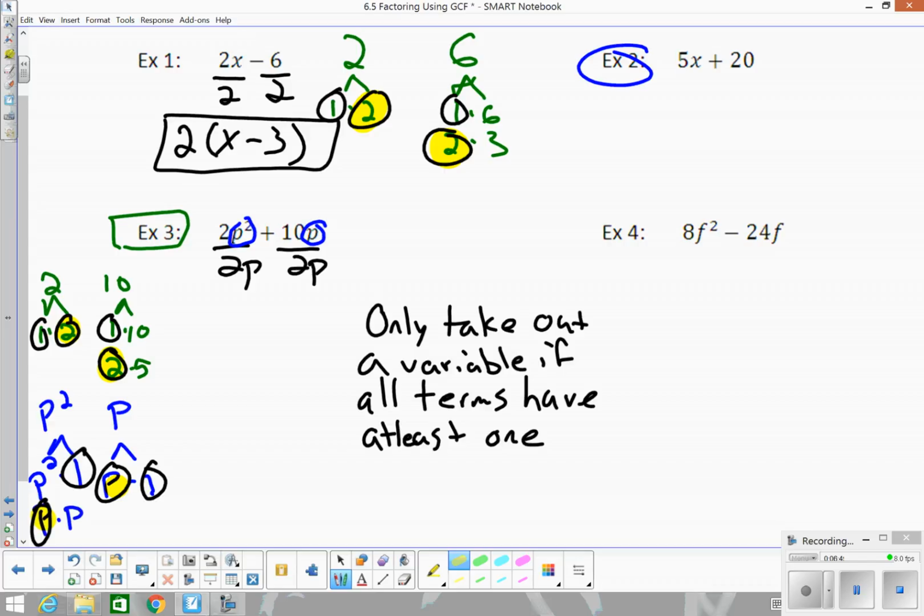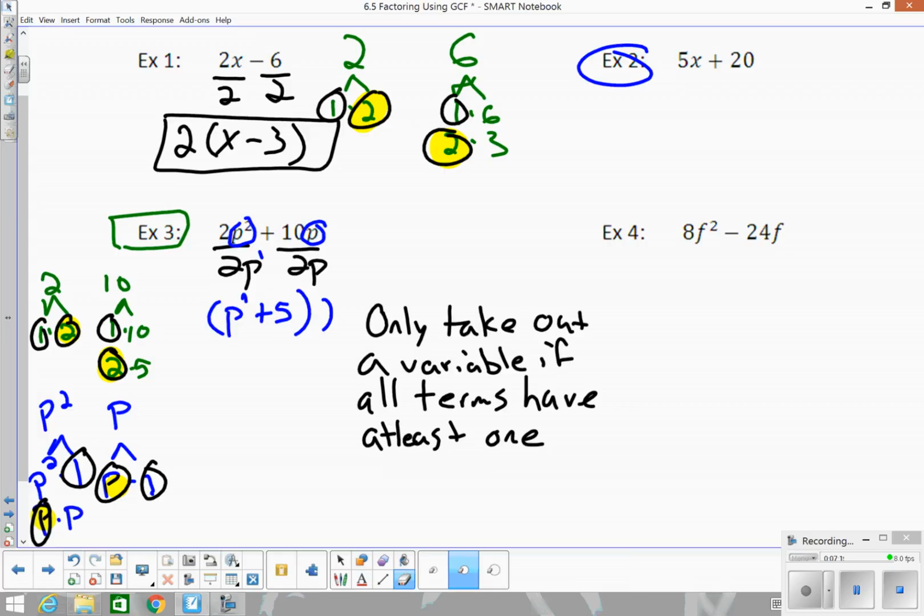Okay, so those are my greatest factors. So when I go ahead and divide down, 2 divided by 2 is 1. P squared divided by p. Now remember, when I divide like bases, I am going to subtract the exponents. 2 minus 1 is 1, and I'm left with p to the first power. Okay, now I have 10 divided by 2, which will give me positive 5. P divided by p is 1, and I'm just left with p plus 5.